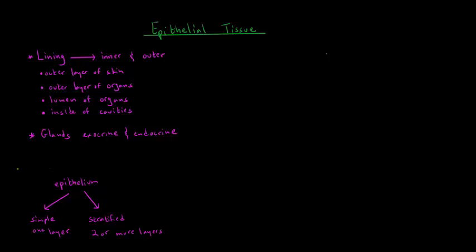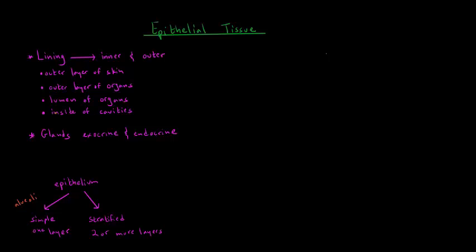So for example, the alveoli of the lungs are lined with simple epithelium because carbon dioxide and oxygen need to diffuse from the alveoli into the bloodstream and vice versa. And of course, that would be pretty difficult if you had a thick layer of cells.